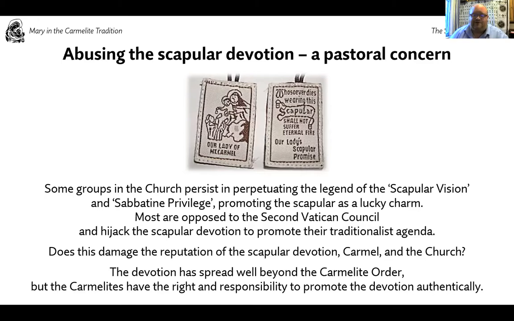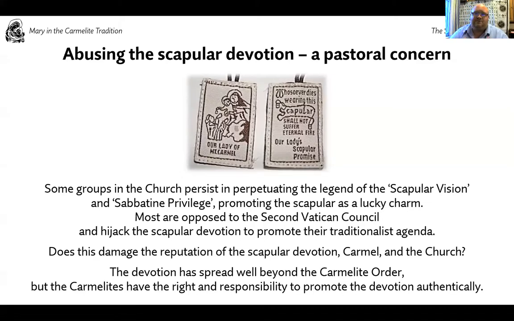I don't recommend you do it, but if you ever Google the scapular, you will find all kinds of very traditionalist groups who are opposed to the Second Vatican Council, who say we need to go back to a time when everyone wore the scapular and we all had these traditional devotions, and ignore what Pope Francis is saying about things like protection of the earth and social justice and so on. And I think those people have hijacked our Marian devotion.